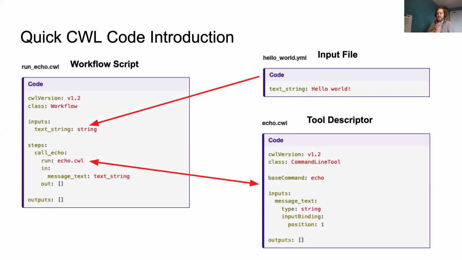So CWL itself is written using the YAML format. So this is an example of a basic setup for a CWL workflow. So in the top right, we have the input file, which has a little text string defining hello world. On the left, we have the workflow script itself, which reads in that text file and has a step which is calling an echo script, which is defined. So this calls the echo command, which is defined on the right, lower right. So there's a definition for the command line tool, which gives the base command and how you then will interact with that for your inputs.